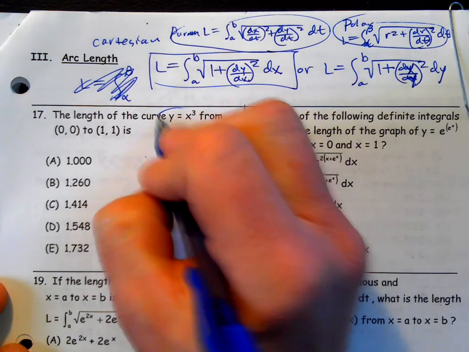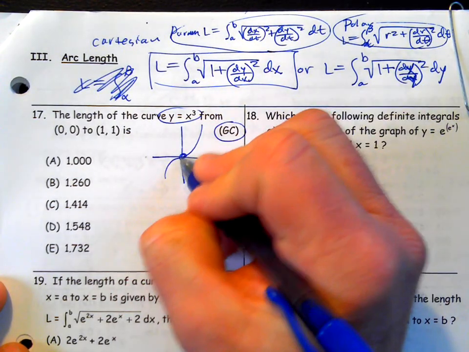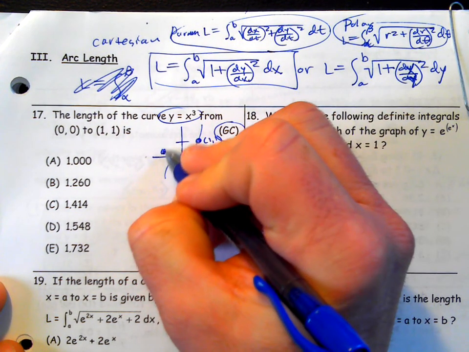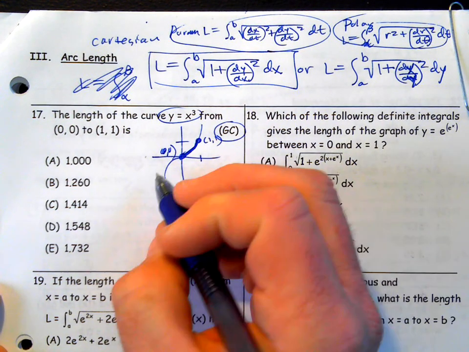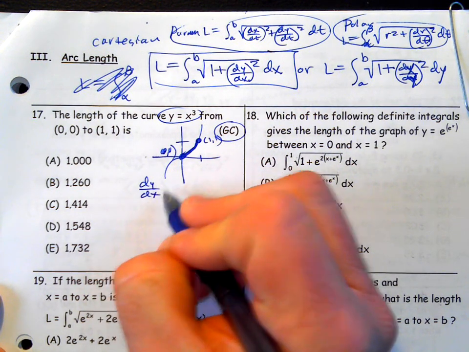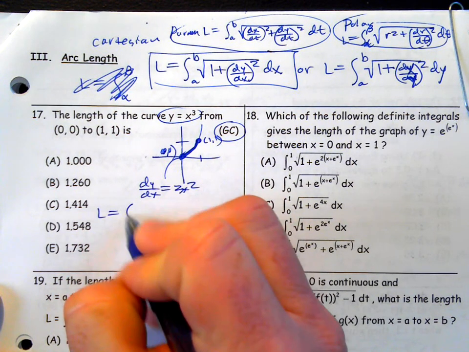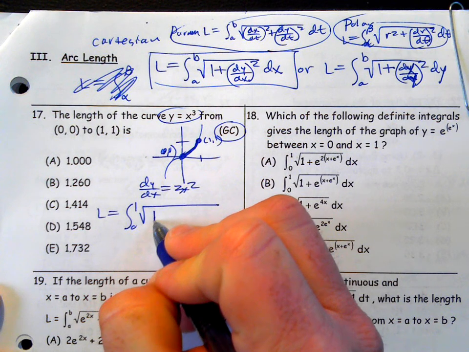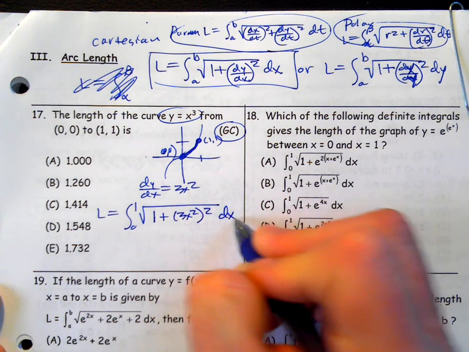You want the length of the curve. This is a Gravenkagger problem. This is a cubic. We're going from 0, 0 to 1, 1. Sometimes it's just nice to have a picture here. And so we're trying to find the length of that curve. We're using this formula, so we need dy dx, which is 3x squared. And then the length is going to equal the integral from 0 to 1 of the square root of 1 plus 3x squared, squared, dx.